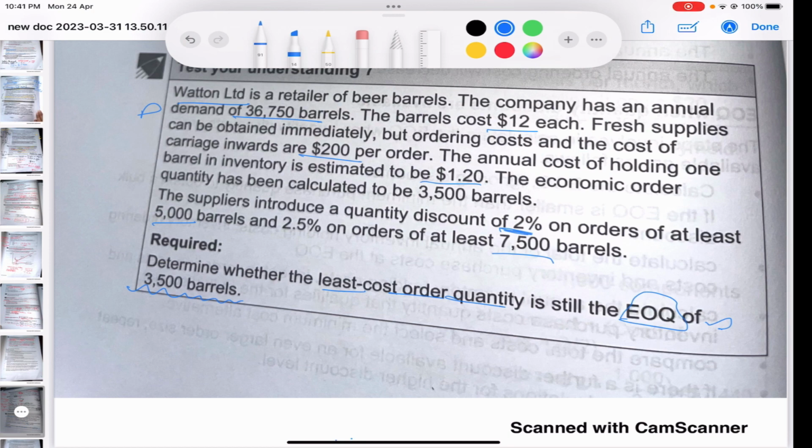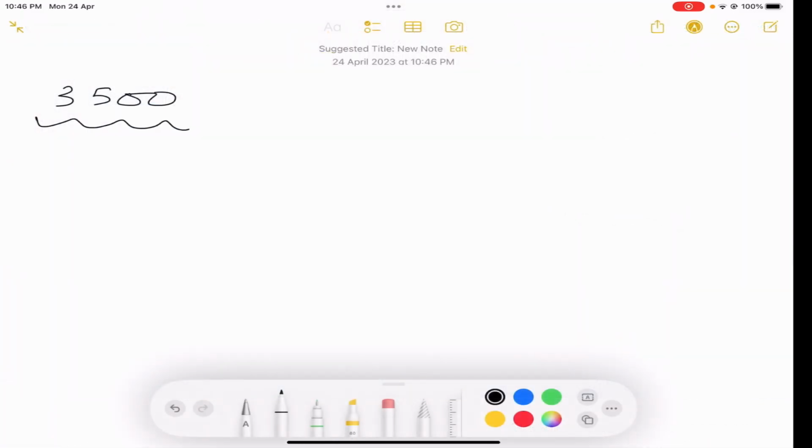We are going to find the total annual cost of having 3,500, which was my original, and we are again going to find my total annual cost with 5,000 barrels, and we will also find it with 7,500 barrels. And wherever my total annual cost will be the minimum, the least, that would be my economic order quantity. I hope you can do it by yourself, but let's still discuss it. First, let's find out for 3,500 barrels.